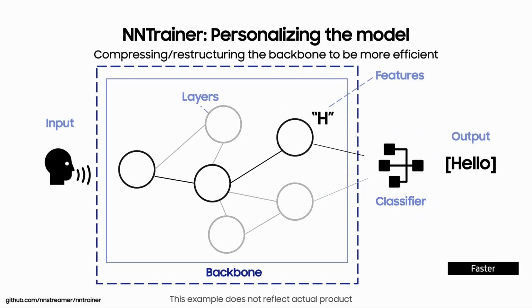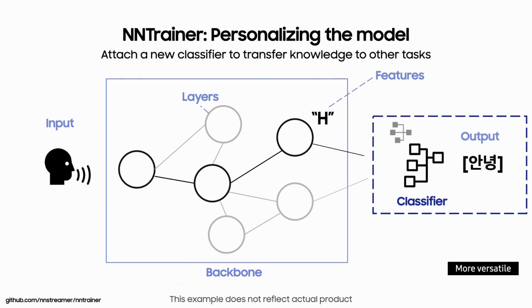But training the whole model is quite heavy, so instead of training the whole model, you might want to train only part of the model. Also, you can attach a new classifier to transfer knowledge to other tasks. Say, in this case, you can adapt to a different set of languages or incremental language models.